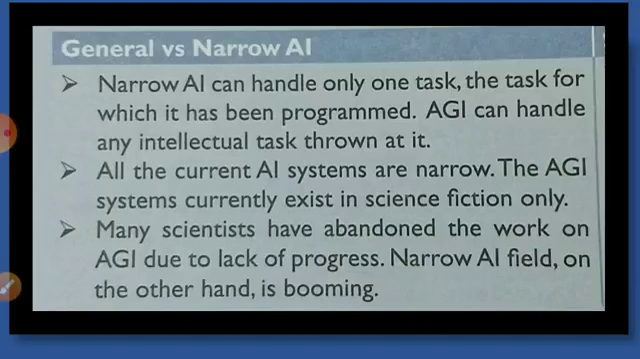All the current AI systems are narrow. As I already told, whatever AI systems are used nowadays come under narrow artificial intelligence. The AGI, that is artificial general intelligence systems, currently exist in science fiction only. Many scientists have abandoned the work on AGI due to lack of progress. The narrow AI field, on the other hand, is booming.